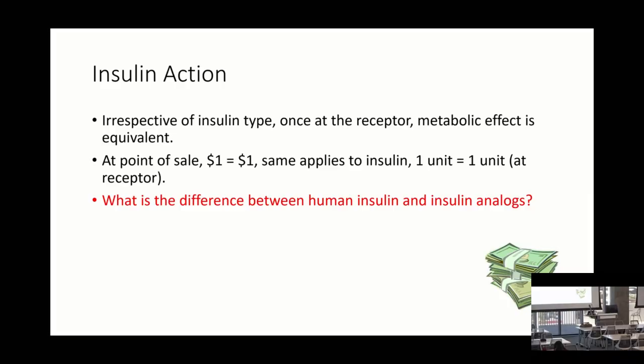The difference between human and analog insulin, I think we kind of talked about this. So analogs are modifications to the insulin to change how it behaves. I know I've said one thing: I've said you can't change the insulin, because if you change it, it can't bind to the receptor. But I'm now saying that you modify the insulin. So what does that mean?